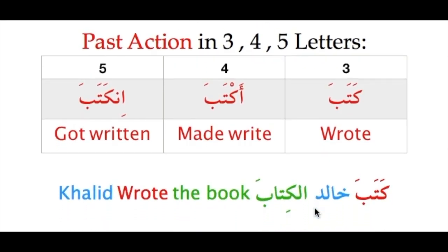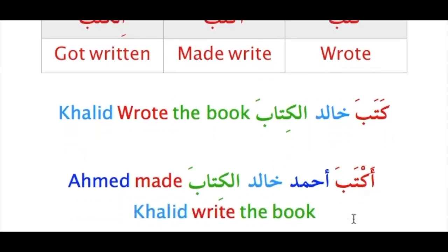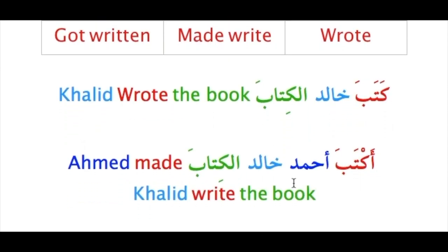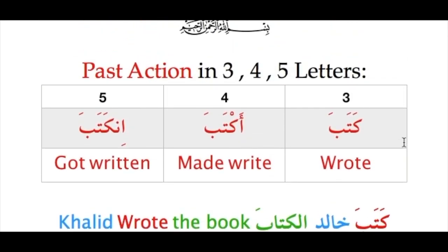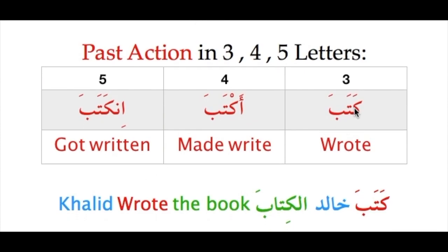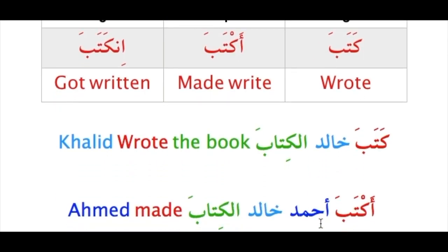So here in the first example we have kataba Khalid al-kitaba, means Khalid wrote the book. The other one is aktaba Ahmadu Khalid al-kitaba, means Ahmad made Khalid write the book. Last one is inkataba al-kitabu, so the book got written. You can see from the three, this one got written was related to the book. First one kataba, like he wrote, Khalid. One in the middle, aktaba, had to do with Ahmad.